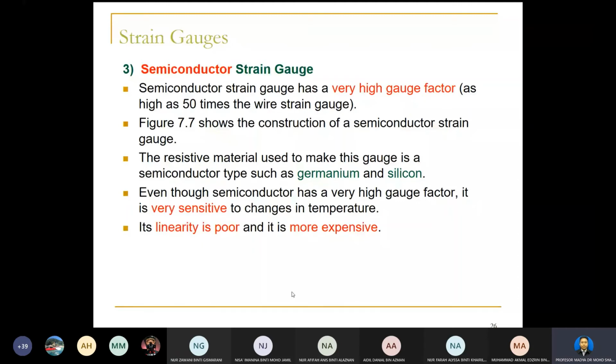Even though semiconductors have a very high gauge factor, they are very sensitive to changes in temperature. Its linearity is poor, and it is also more expensive. That's why normally for the strain gauge they use metals, metal foil or wire, because semiconductor is very expensive and its linearity is poor.